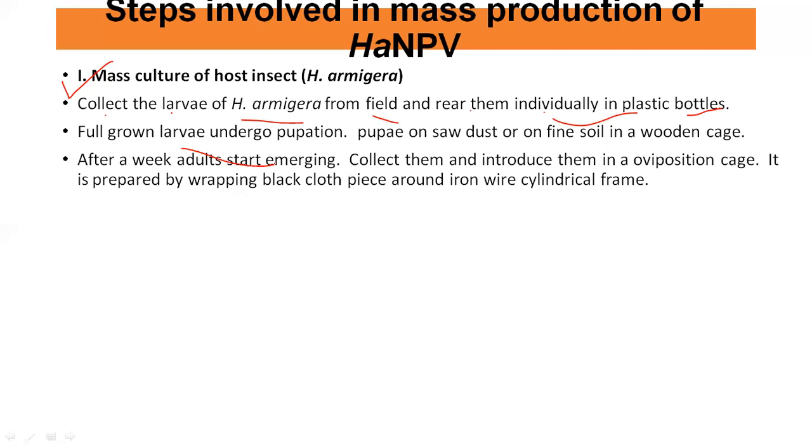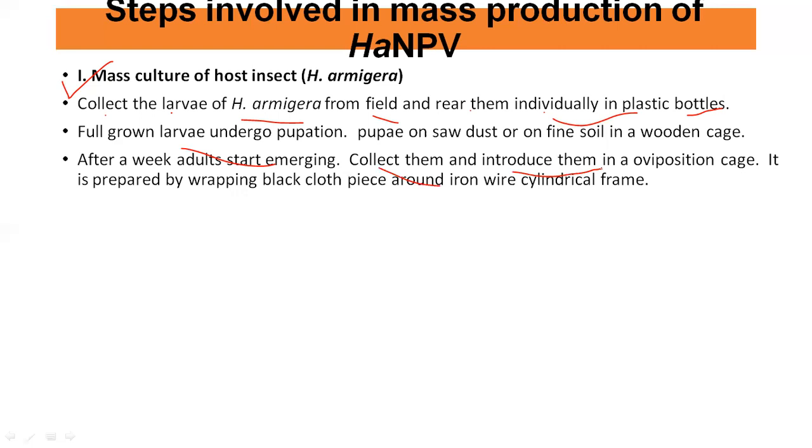After a week, the pupae start emerging as adults. Collect the adults, प्रौढ adult ला कलेक्ट करायचं, and then introduce them in an oviposition cage. एका oviposition cage मध्ये त्या सर्व adults ला आपल्याला ट्रान्सफर करायचं आहे. Because why? There we need a large quantity of eggs of this Helicoverpa armigera. Then production of HNPV will be possible.